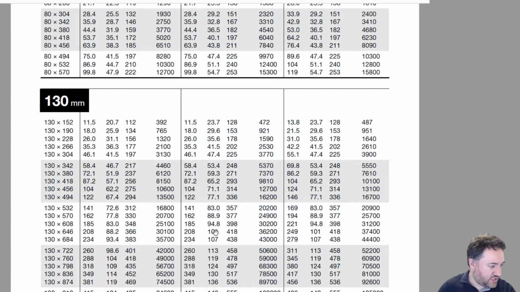Okay, let's move over and check our shear, which is this column. And we have 101, and our shear resistance required is 101.6. So I am going to go forward with this. Why?